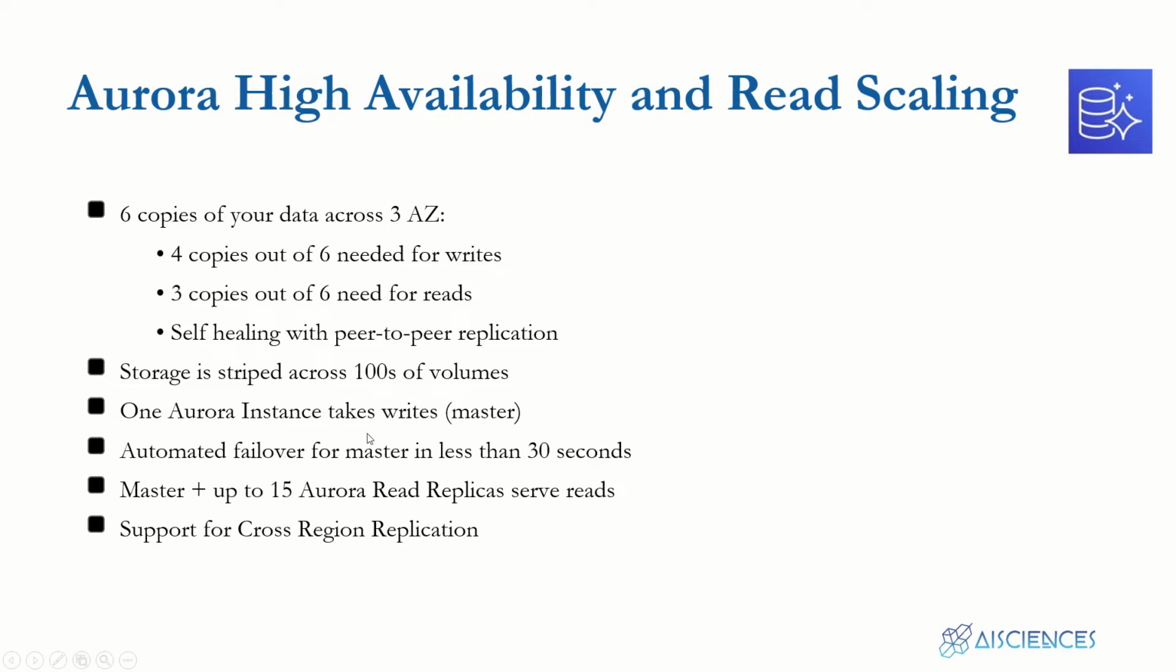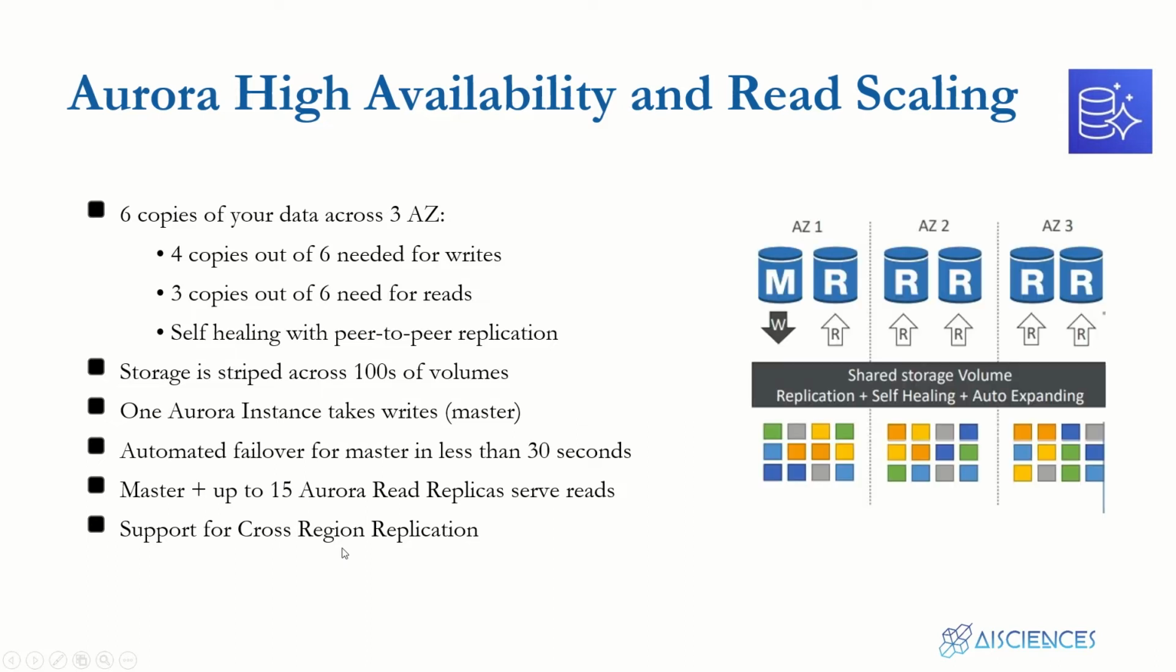One Aurora instance takes the writes. Okay, we have one Aurora instance which is used for the writing purposes, and it is known as the master. And then we have this automated failover for the master in less than 30 seconds. That means if a failover happens to the master, it will revive within 30 seconds. Okay, it will keep on trying and it will revive in 30 seconds. Now we have one master which is used for the writing purposes, and then we have up to 15 Aurora read replicas which serve the reads. Right, we can have 1 read replica, 2, 3, or more than that, but up to 15. And Aurora has support for cross region replication.